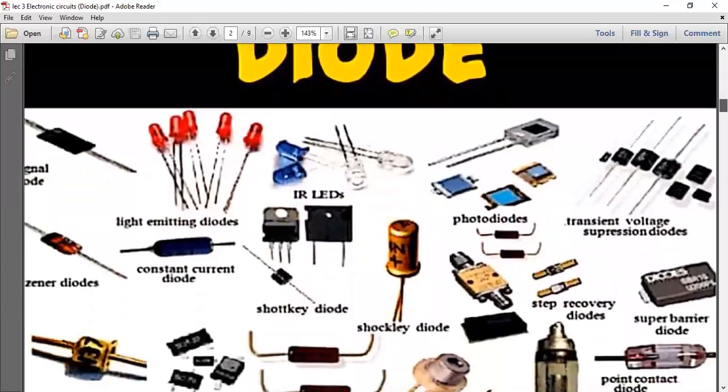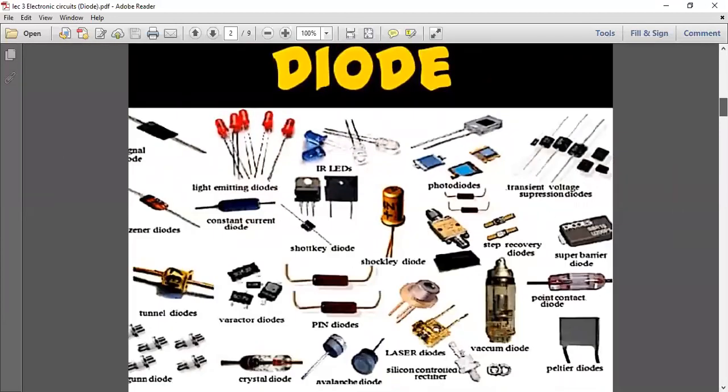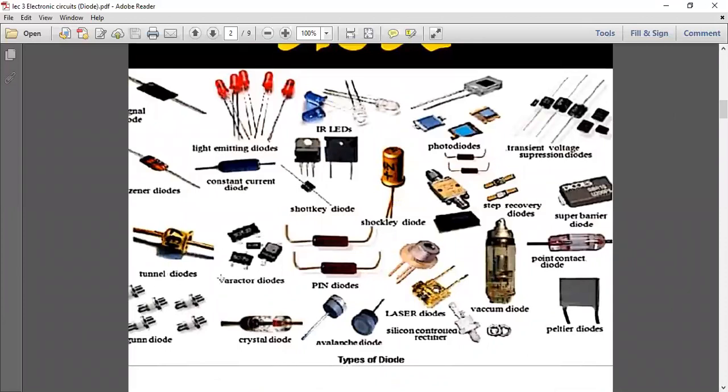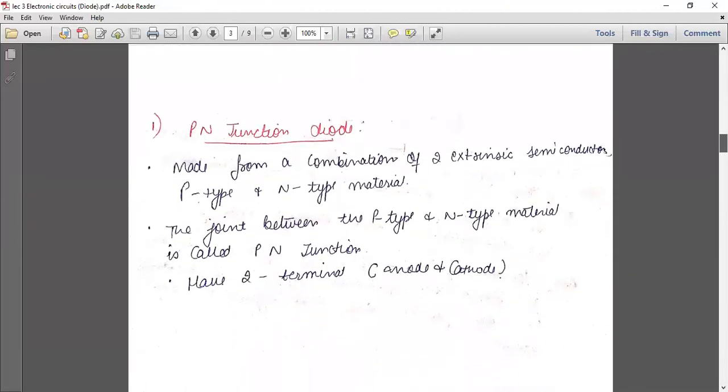So this is a general diagram of diodes, how diodes look like. Suppose this is your tunnel diode, this is your Zener diode, light emitting diode, okay, Gunn diode, crystal diode, varactor diode, Schottky diode. So this is some of the physical appearance of the diodes. Okay, now the first one is the PN junction diode.